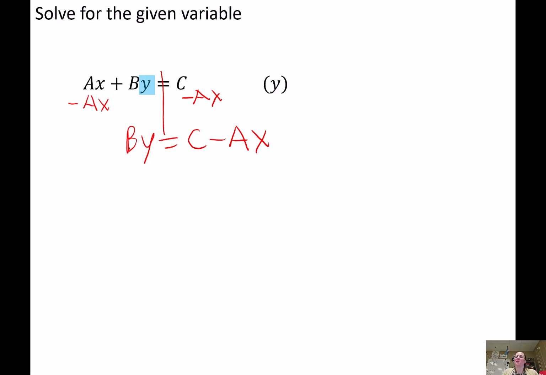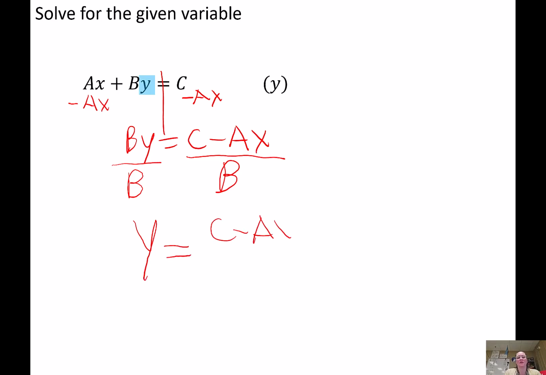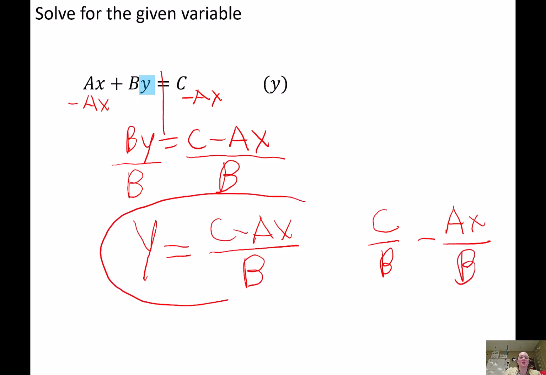Okay, now still trying to get y by itself. The b is still there. Now what operation is the b doing? It's multiplying. So in order to undo that multiply, I have to divide. Now when I go to divide, I'm going to divide everything on the other side. So I get y is equal to c minus ax over b. Occasionally you'll see a problem like this where they do c over b minus ax over b. But for our purposes, this right here is what we're going to write.